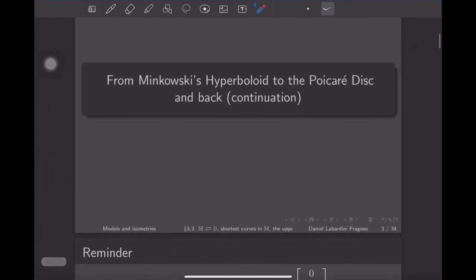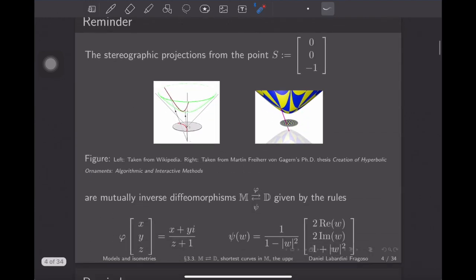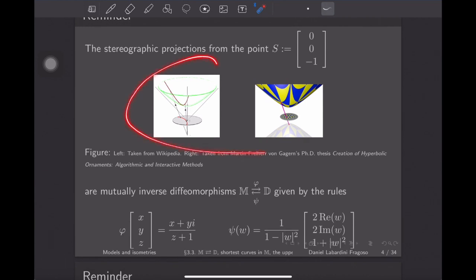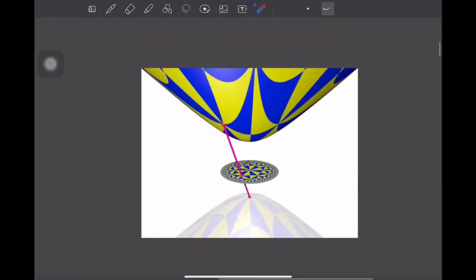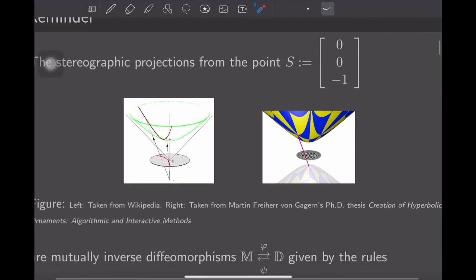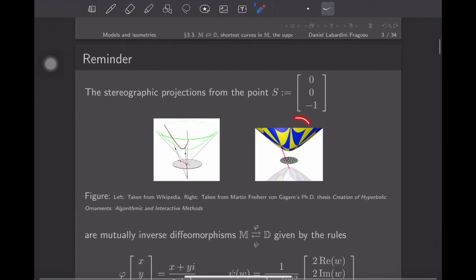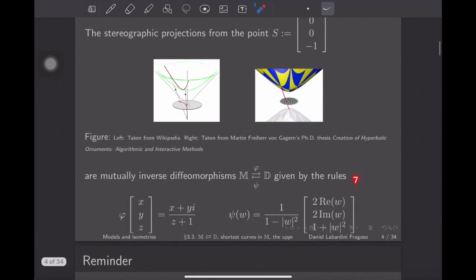So this is just for completeness. Here is a nice picture of what the stereographic projection between the unit disk and the hyperboloid looks like. Of course, I didn't draw it; it was Martin Freyer for Garion. And then here are the formulas that I mentioned.